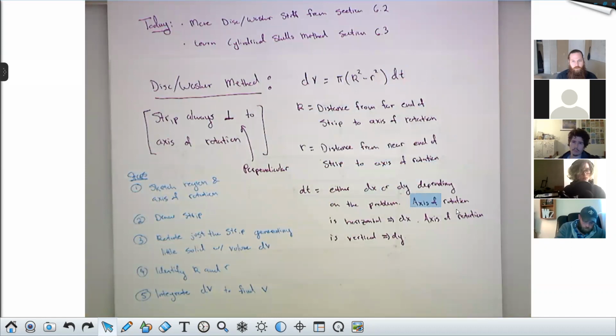If your axis of rotation is horizontal, then you're going to draw your strip perpendicular to that, meaning a vertical strip. So its little thickness will be a dx thickness. And if the axis of rotation is vertical, your strip will be drawn perpendicular to that, which means its tiny little thickness will be a tiny little dy thickness.